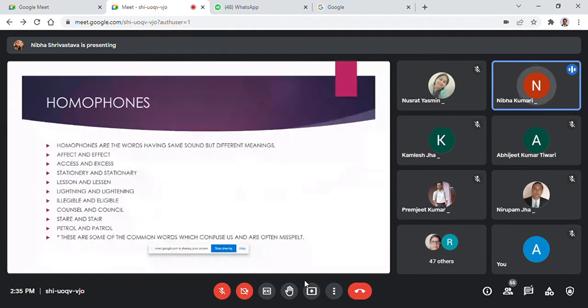Students often get confused in homophones. Homophones are words having the same or similar sound but different meanings. As you can see, in these spellings students often get confused, like affect and effect, access and excess, stationary and stationery. Can anyone tell me what is the difference between these two, stationery with ERY and stationary with ARY?